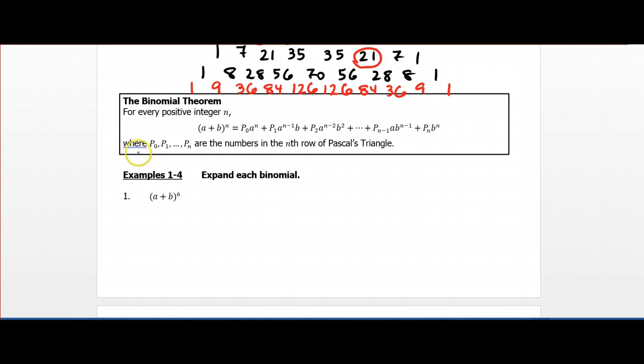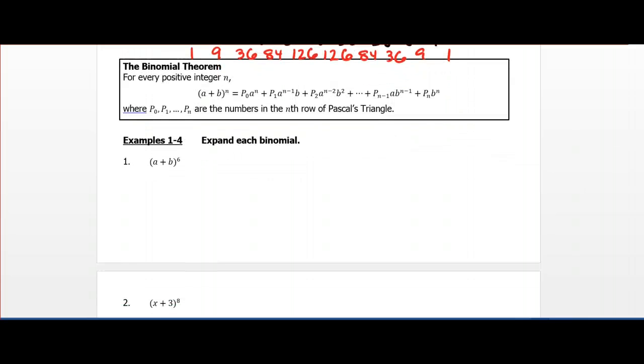If you notice below here, it says that p sub 0, p sub 1, through p sub n are the numbers in the nth row of Pascal's triangle. So this is basically saying whatever power we're taking our binomial to, we're going to use that row in Pascal's triangle to allow us to expand the binomial. That's essentially what this theorem up here is saying.